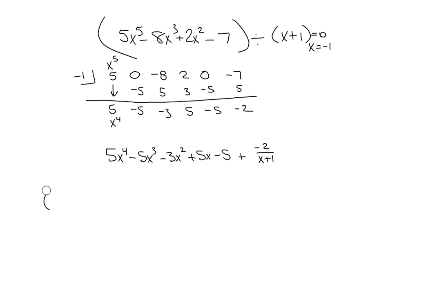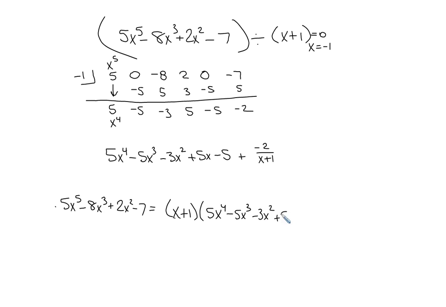Or it could be written this way, right? If they asked you for the PDQR version. It would be, sorry, we have to start with the divisor, x plus 1 times the quotient 5x to the 4th minus 5x cubed minus 3x squared plus 5x minus 5 plus the remainder, which is negative 2. Any questions about our division?